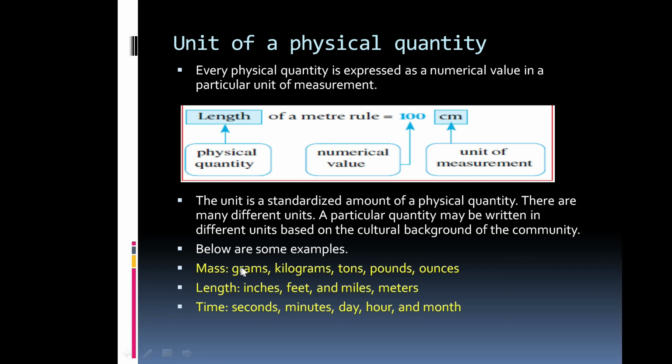The units which we are using for mass: grams, kilograms, tons, pounds, ounces. For length: inch, feet, miles, meters. For time: seconds, minutes, hour, day, and month. Week is also there. Year you can also discuss as a unit of time here. So this is all about the unit of a physical quantity. Simply, you can summarize this as: every physical quantity can be expressed as a numerical value in a particular unit of measurement.